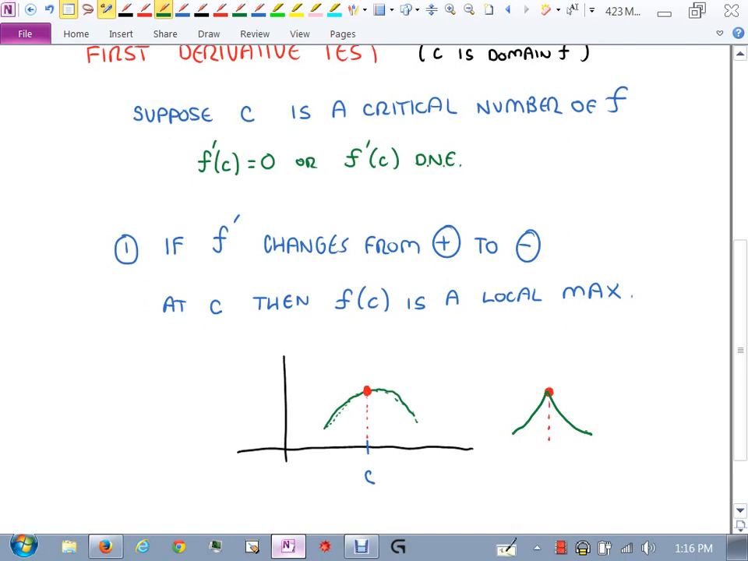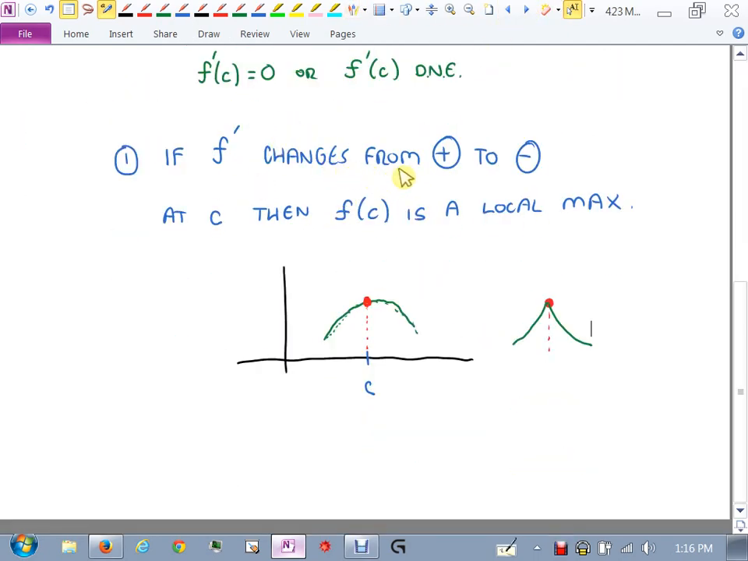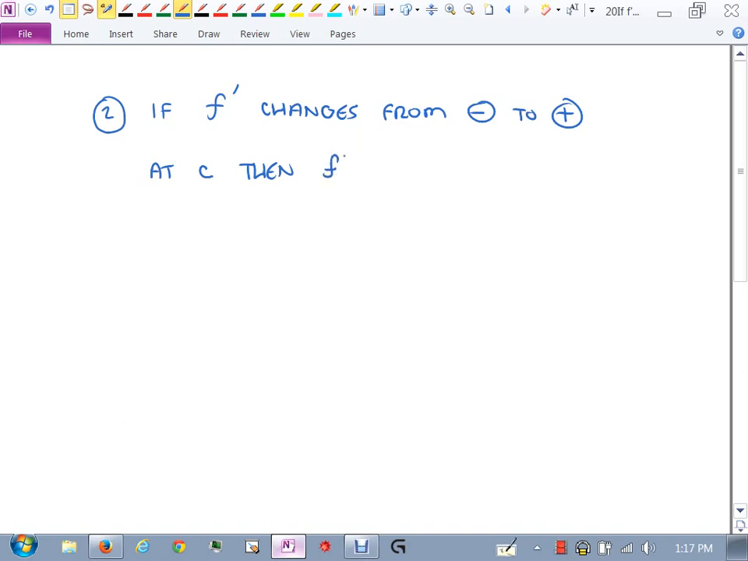Questions? All right, now, what do you think the second thing on the first derivative test says? That's right. So what do you think it'll say? This one said if f changes from positive to negative, vice versa. So if f prime, right? Did I put prime on the other one? Yeah. If the derivative changes from negative to positive at C, then f of C is a local minimum.